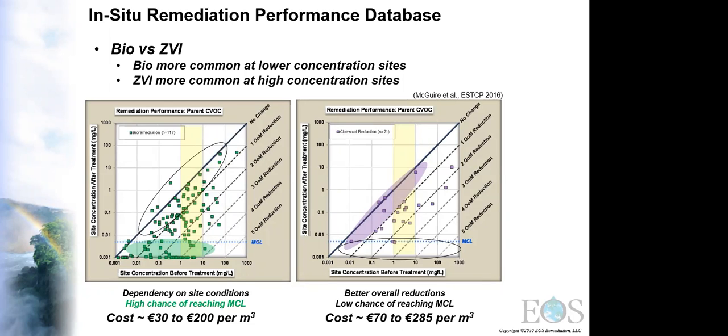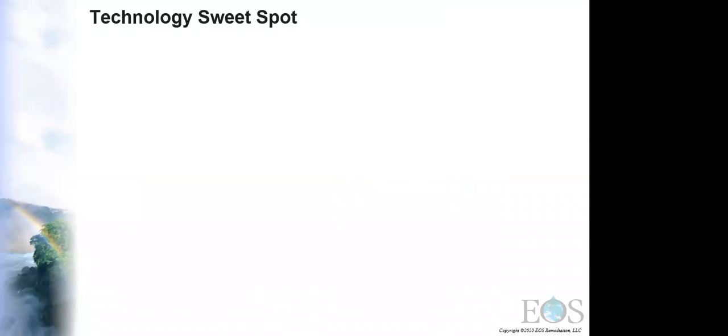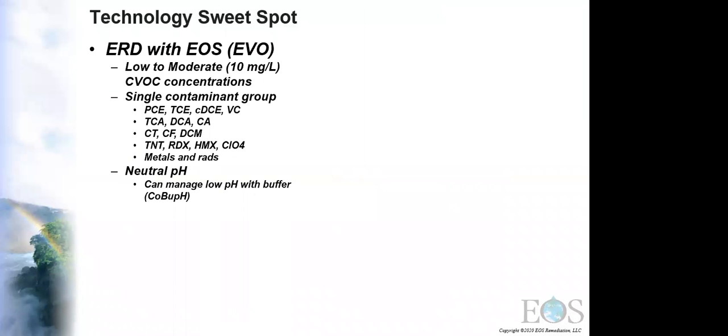And then you compare it to cost. Bioremediation is cheaper per cubic meter than ZVI. But if you have really high concentrations, you're probably better off going with the zero valent iron. So to summarize that sweet spot, you would use EOS or emulsified vegetable oil where you have low to moderate concentrations, something less than 10 milligrams per liter.